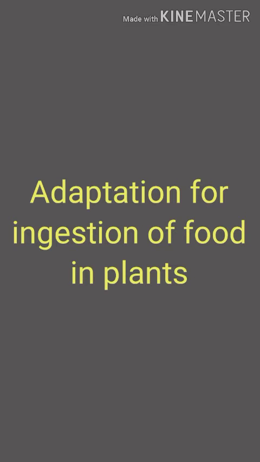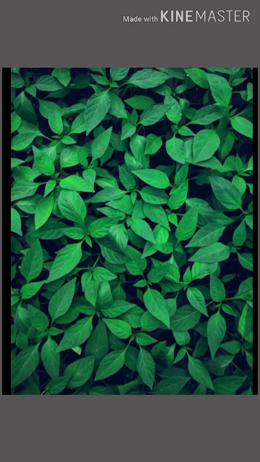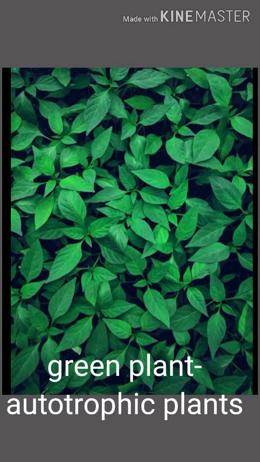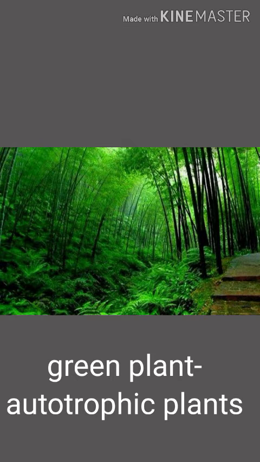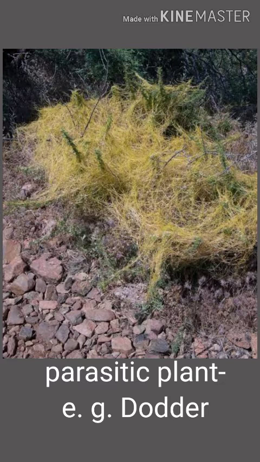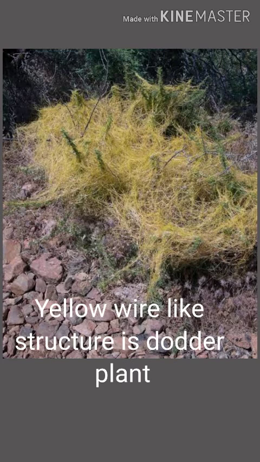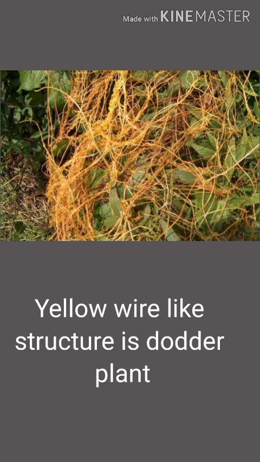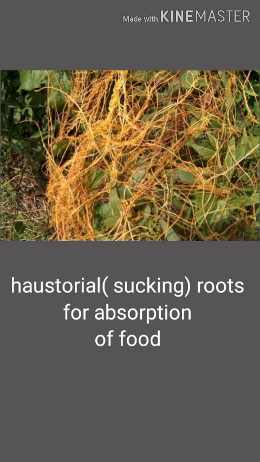Adaptation for ingestion of food in plants. Some plants are autotrophic, that is, green plants are autotrophic. They perform photosynthesis and make their own food. Auto means self, therefore these plants are called autotrophic plants. But some plants are parasitic. Parasitic means plants that depend on other plants for their food. For example, dodder, which is leafless and thus cannot perform photosynthesis. There are haustorial roots for sucking and absorbing nutrients from the host plant. It grows on the host plant.